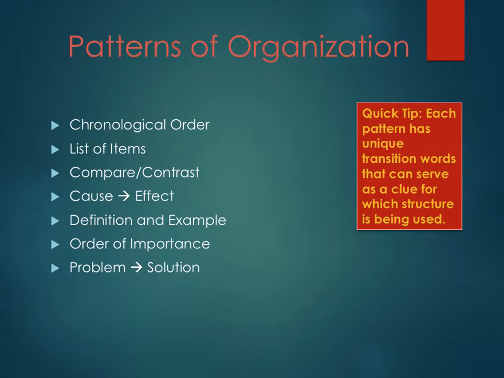So we'll be covering chronological order, list of items, compare, contrast, cause, effect, definition and example, order of importance, which is the one that you have most used in the past, and problem and solution. As we're going through each pattern of organization, you want to make special note of the transition words that are listed with each pattern. These are the words that will help you identify what is being used in the text that we are studying.